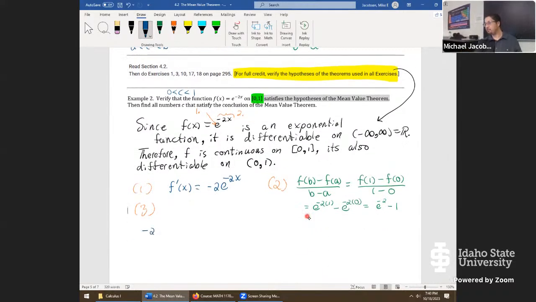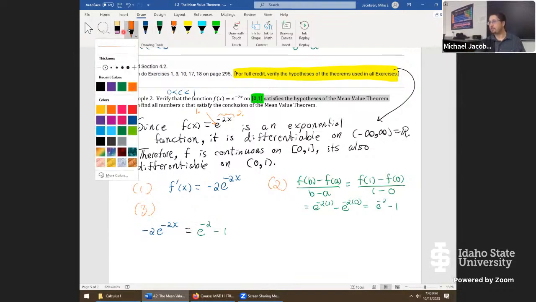It's going to be -2 e to the power of -2x is now set equal to e to the power of -2 minus 1. So this is the equation that we have to solve. Not like what we did before, where we were dealing with the polynomial. We pretty much just factored it, set factors to 0, and we were on our way. This one's a little bit worse, but there's good news with this one.